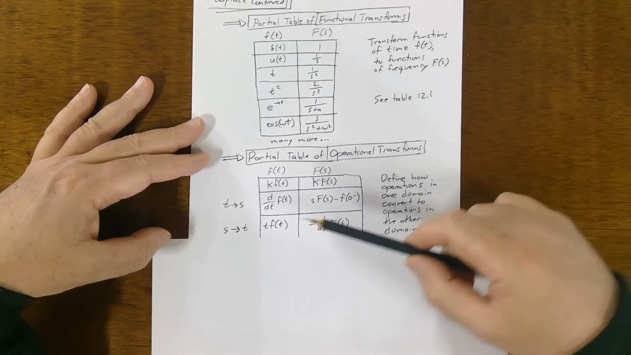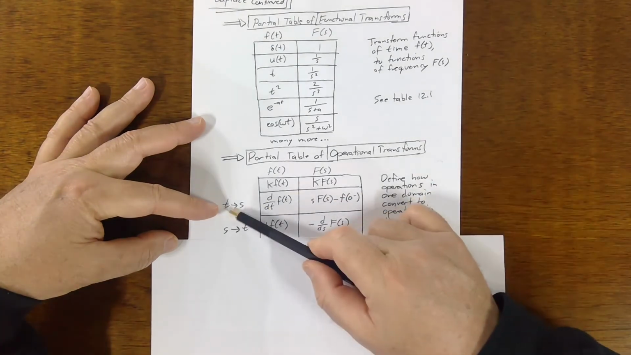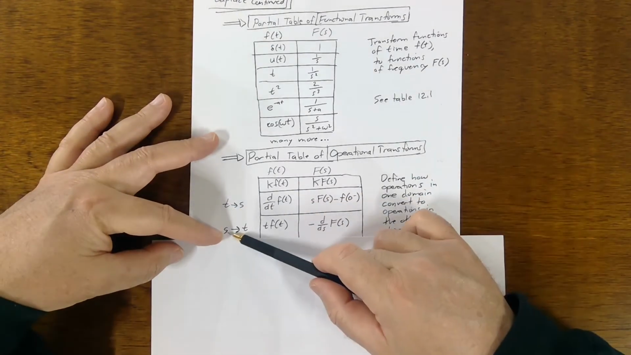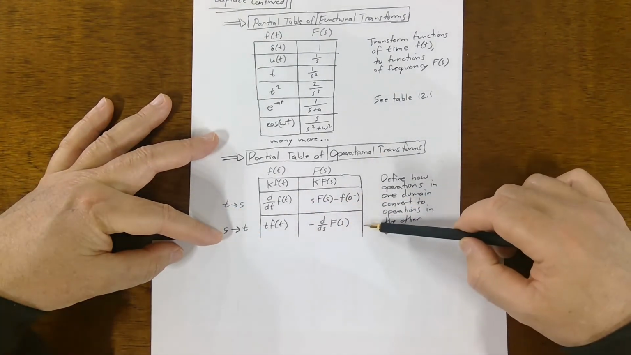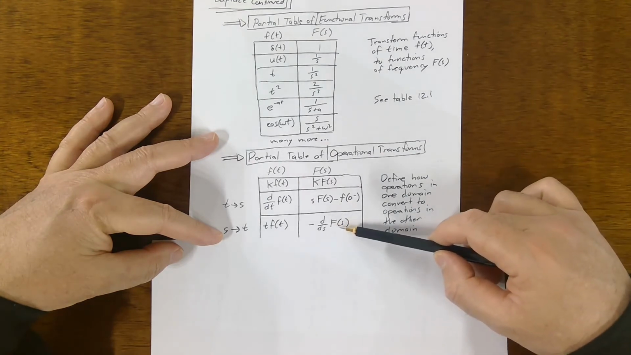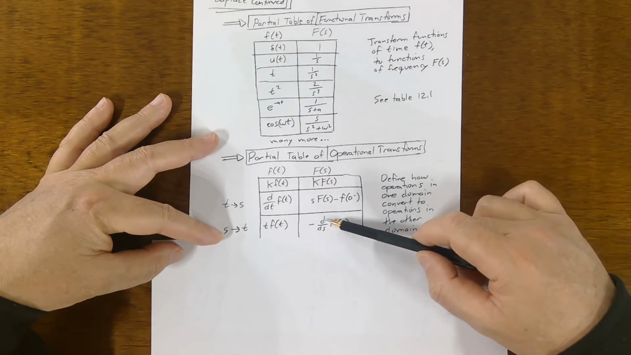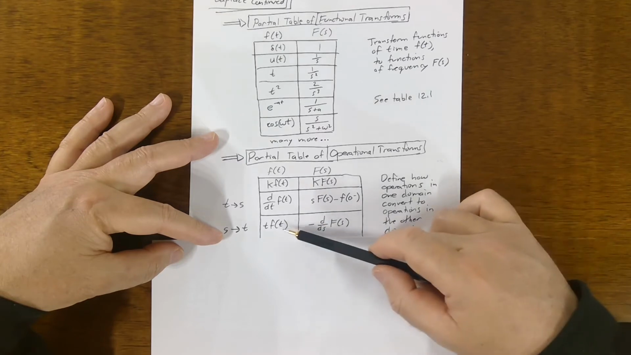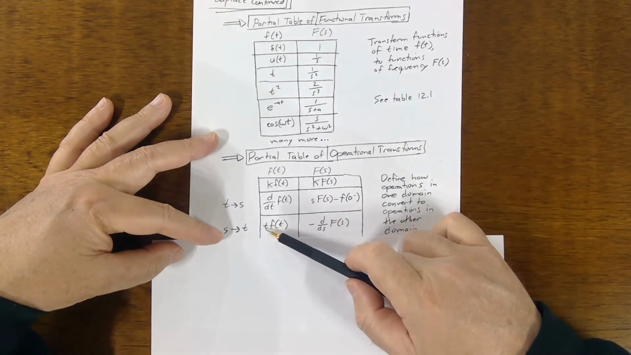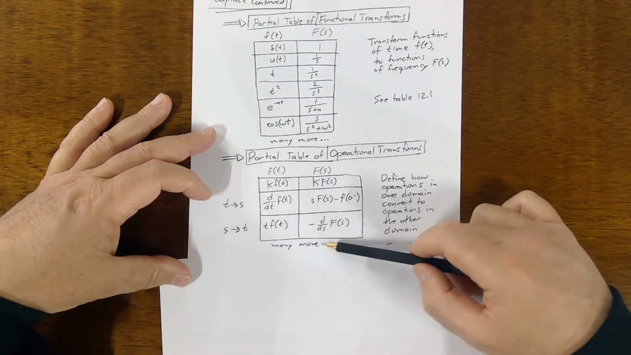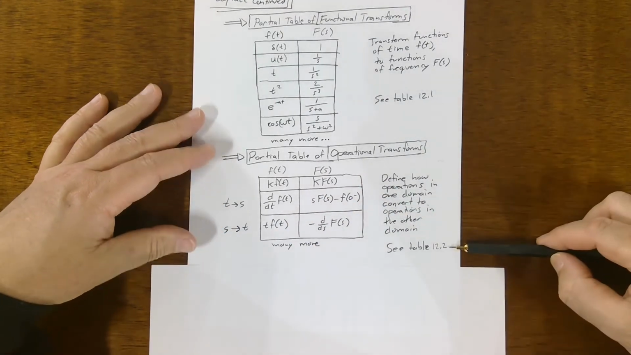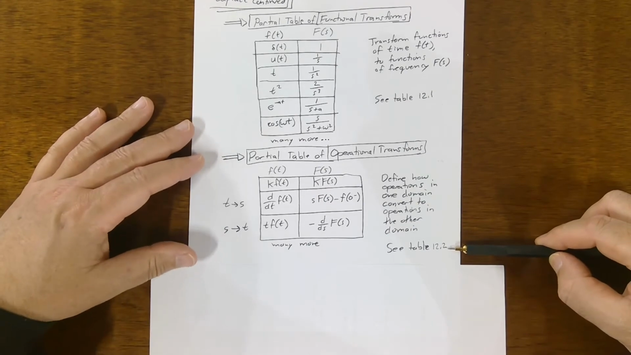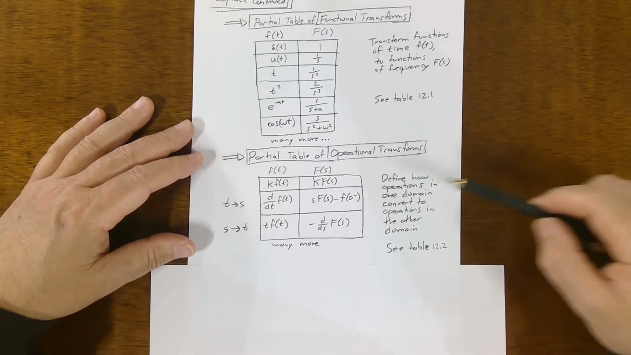What if you wanted to go backwards? So what we just did was going from time domain to frequency domain. What if you wanted to go from frequency domain to time domain? Then here's one that's saying, what if we took the derivative with respect to s of some frequency domain function, big F of s? What would that do in the time domain? And that's equivalent to just multiplying times t in the time domain. Like that. And there's many more. So this is table 12.2 in the text.